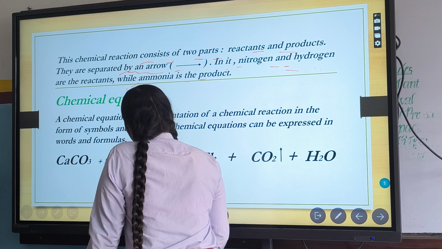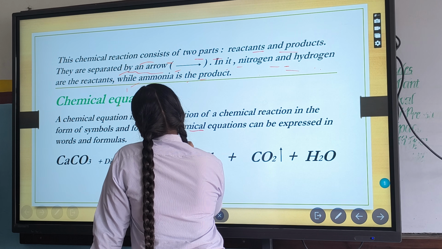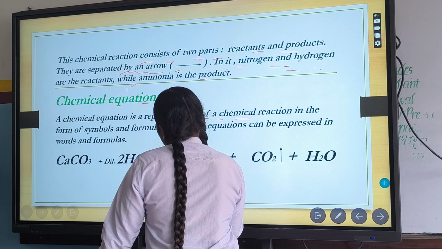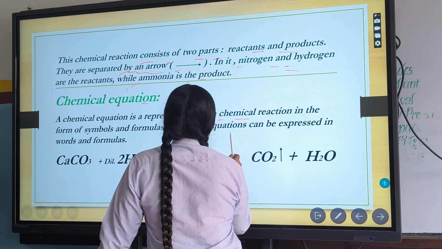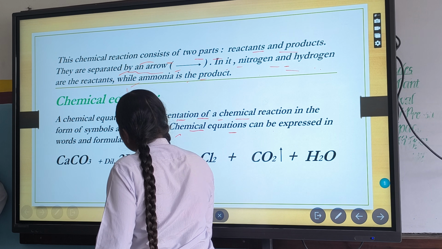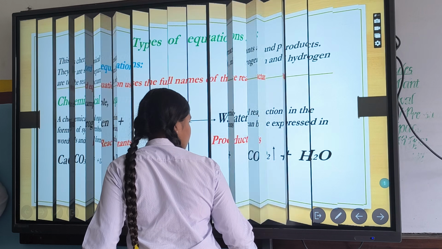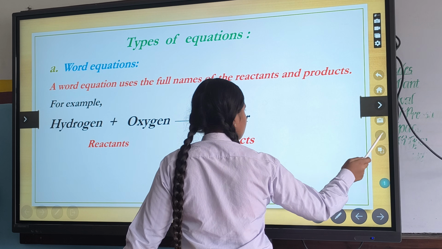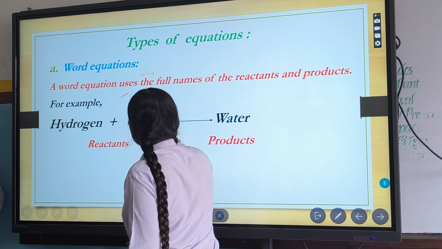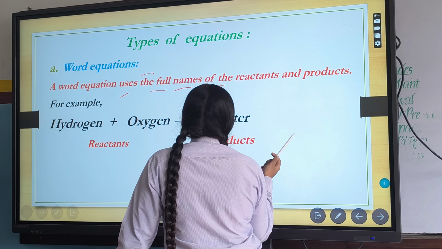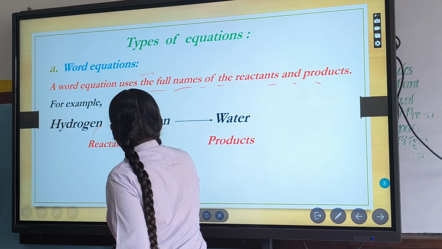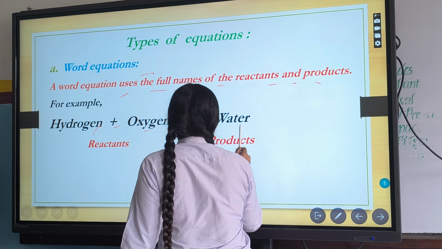A chemical equation. The chemical equation is the representation of a chemical reaction in the form of symbols and formulas. Chemical equations can be expressed in words and formulas. Types of equation. Word equation. The word equation uses the full names of the reactants and products. For example, hydrogen plus oxygen makes water.